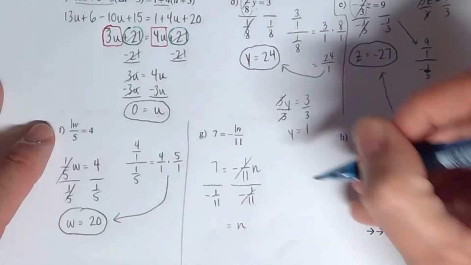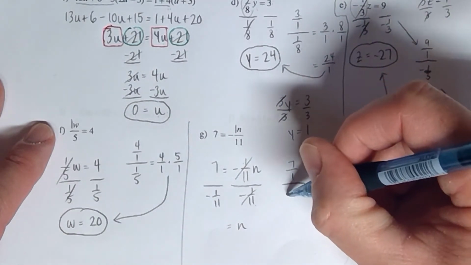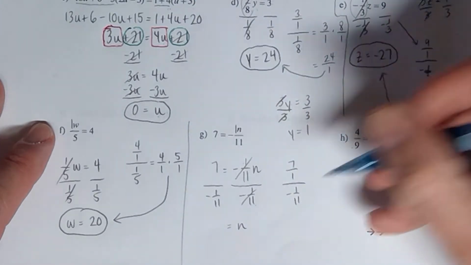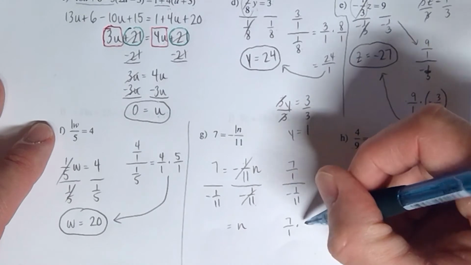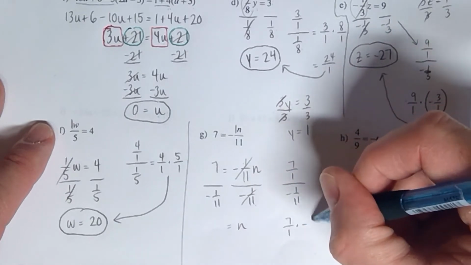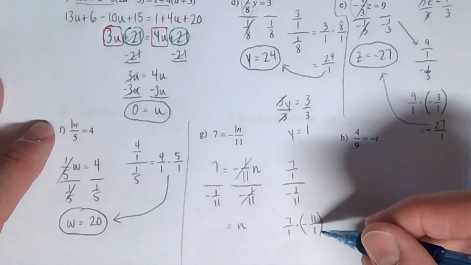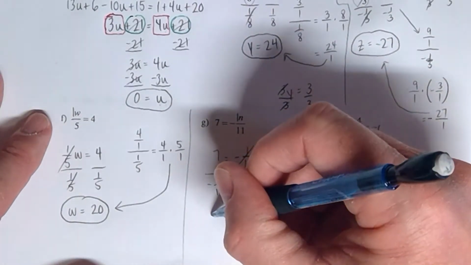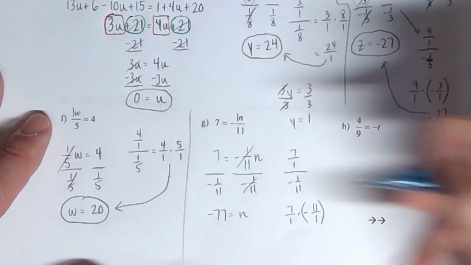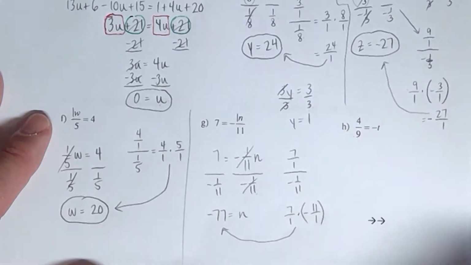And so we get what? We get 7/1 being divided by negative 1/11. Since you're dividing fractions, you multiply by the reciprocal of the second fraction there. Isn't that going to be equal to negative 77? Negative 77/1, which is the same thing as negative 77.